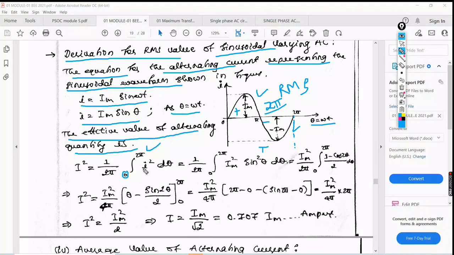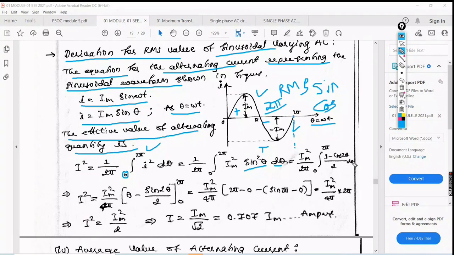Here i square is the instantaneous current squared, so Im square sine square theta d theta. But sine square theta cannot be integrated directly, because I want it in terms of sine or in terms of cos. Then only can I integrate. So sine square theta is equal to (1 minus cos 2 theta) divided by 2. Then Im square I am taking out: Im square divided by 2 pi, integral from 0 to 2 pi of (1 minus cos 2 theta) divided by 2 d theta.